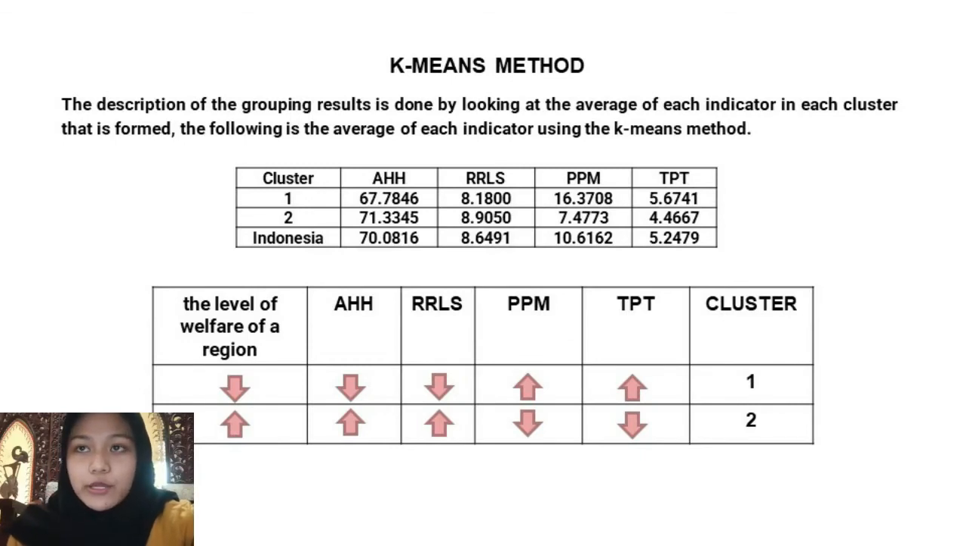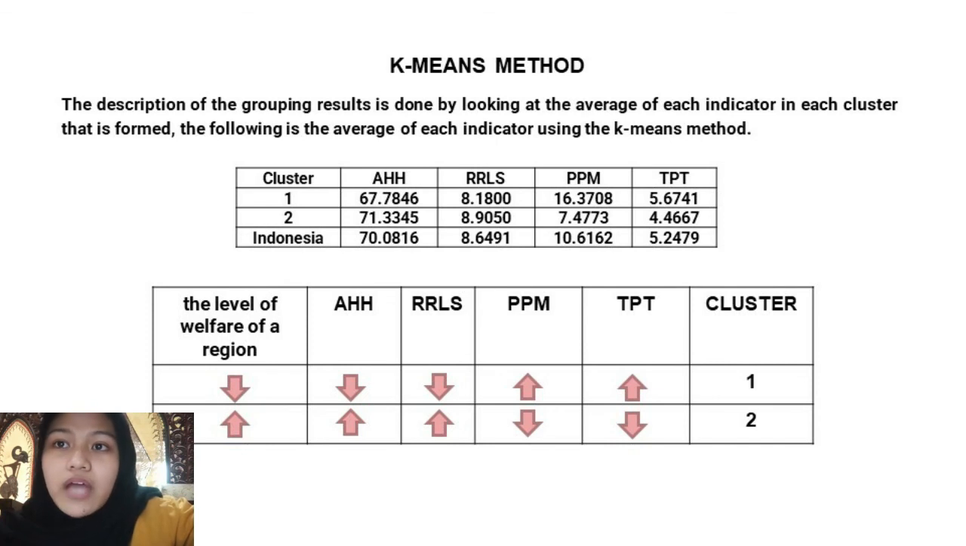And then the k-means method. The description of the grouping result is done by looking at the average of each indicator in the clusters that are formed. The following is the average of each indicator using the k-means method, in the table below. Similar to the result of the hierarchical method with average linkage, the analysis using the k-means method results in the second cluster having a high level of welfare and the first cluster having a low level of welfare. It can be seen from the table.